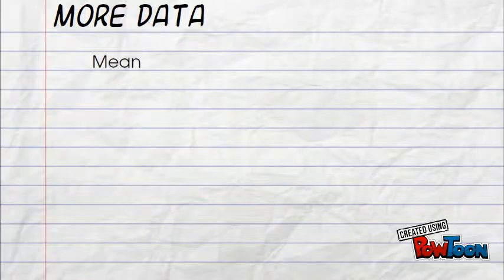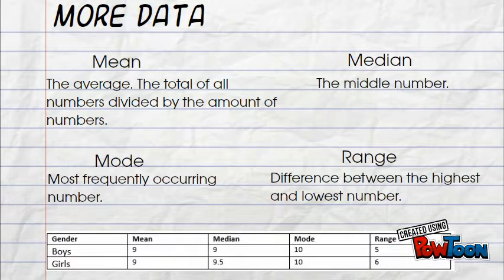More data. The mean is the average, the total of all the numbers divided by the amount of numbers. Median is the middle number. The mode is the most frequently occurring number, while the range is the difference between the highest and lowest number.